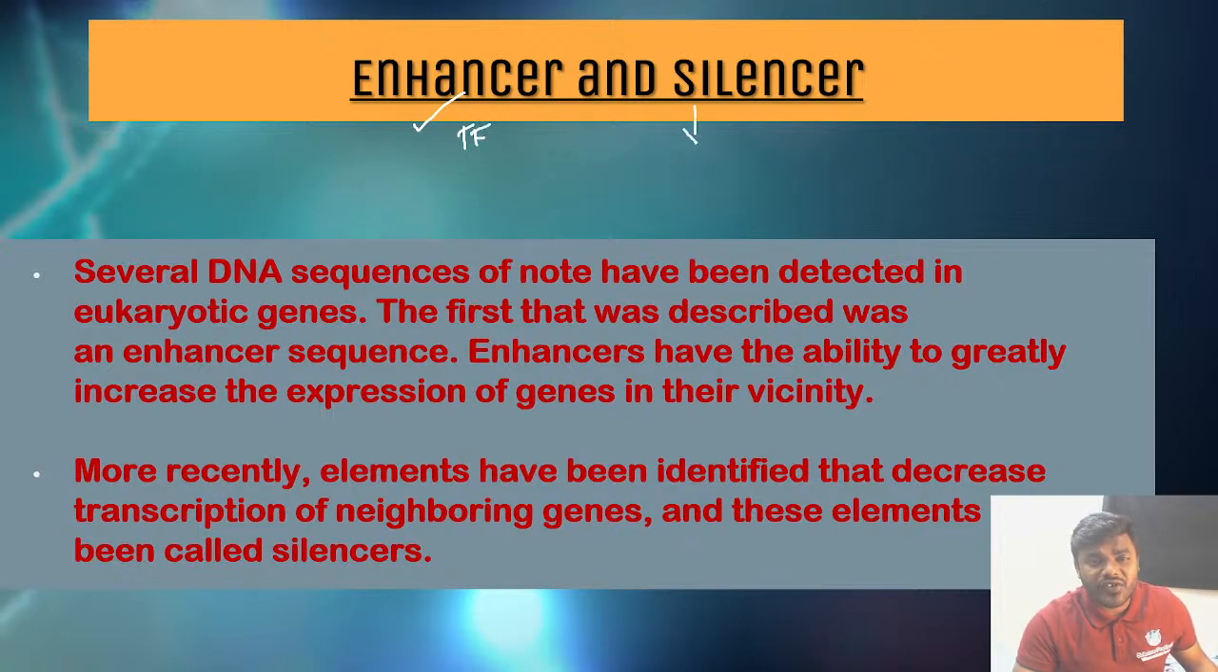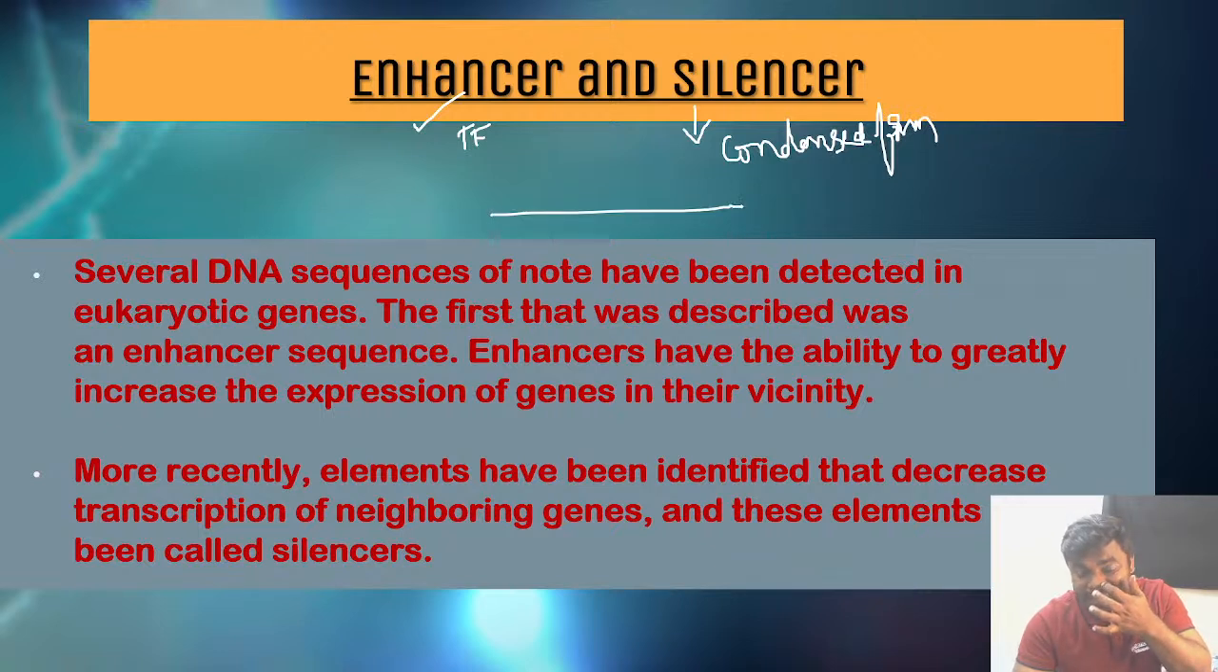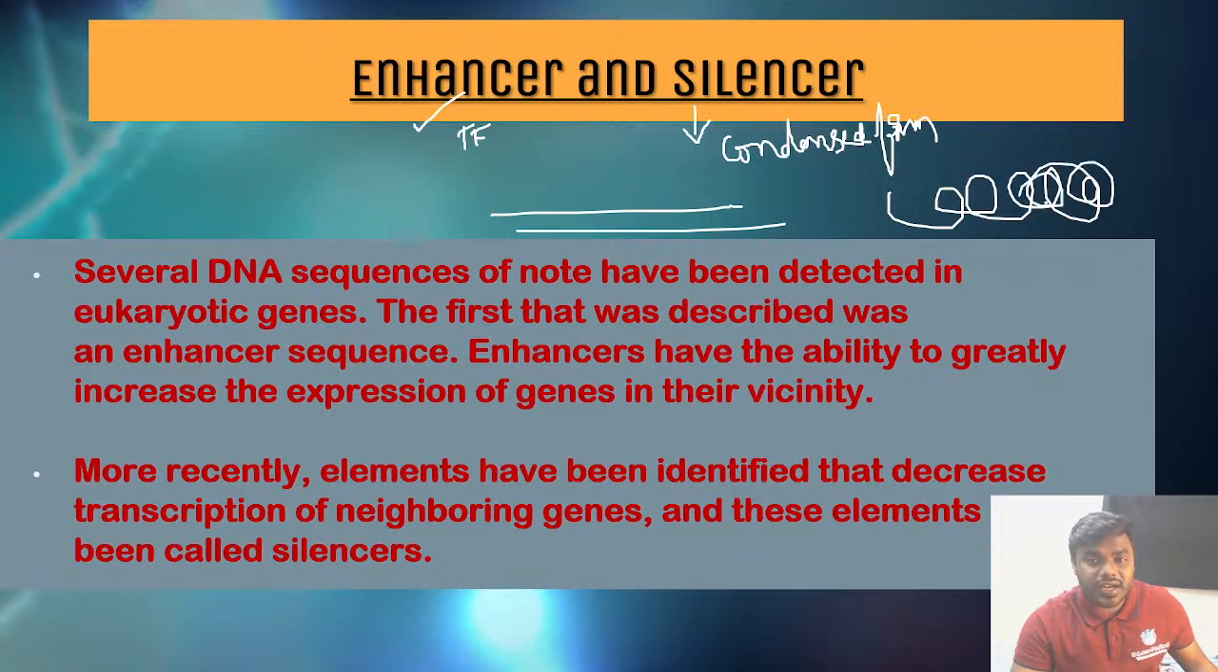All of you pay attention, my friends. What is the function of a silencer? A silencer is the one which is exclusively involved in silencing gene transcription. You know how it can silence gene transcription? This particular silencer will convert the DNA into a condensed form or coiled form. So originally DNA is like this. But you know, friends, what the silencer will do? The silencer will convert the DNA into a condensed structure like this.